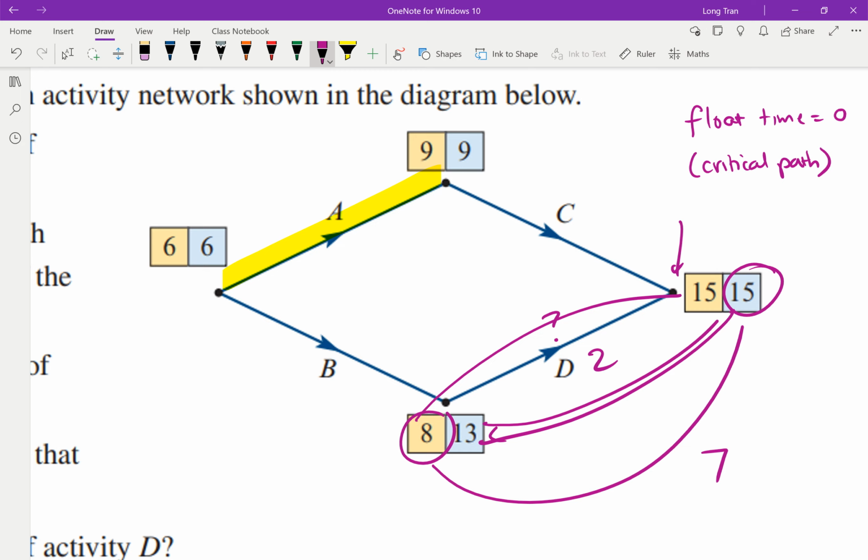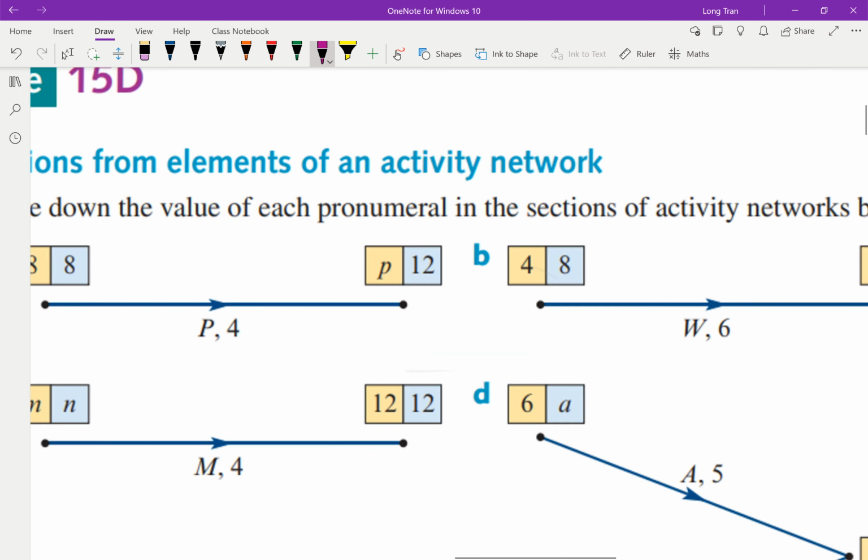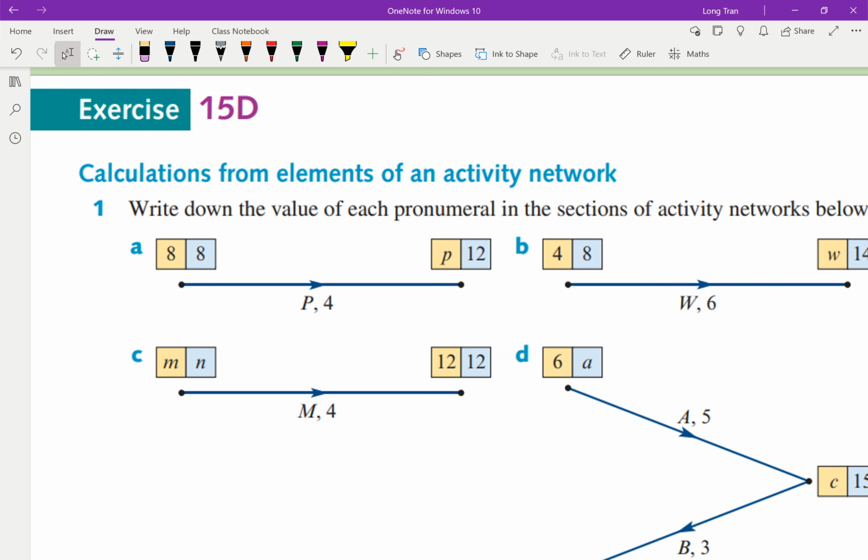So in your exercise, they'll start off by giving you some simple ones. They give you a pathway and they say this is EST, this is LST. Essentially they're saying from here to here has a duration of 4. So activity P has a duration of 4. If the latest starting time here is 12 and here is 8, we can see that's minus 4. Whilst over here, 8 plus what to get to P? I know P then has to be 12 because there's a plus 4 duration.